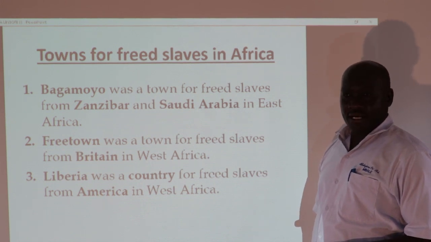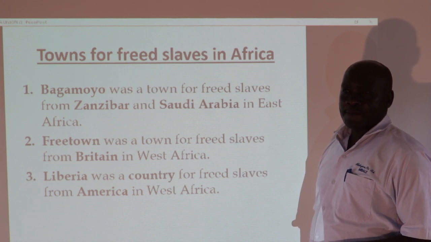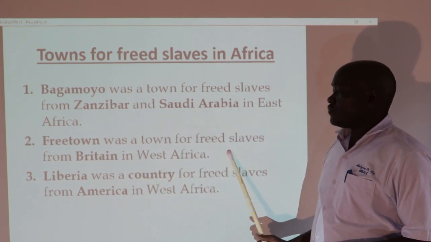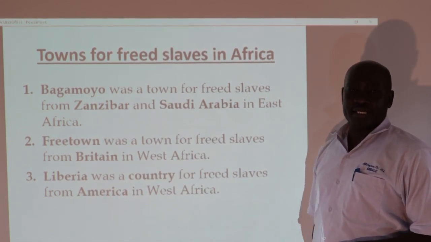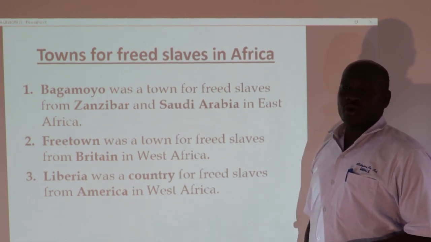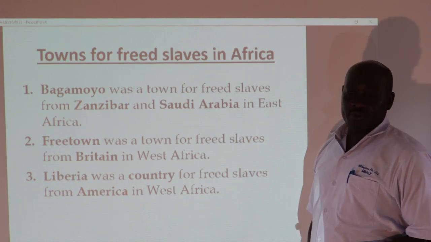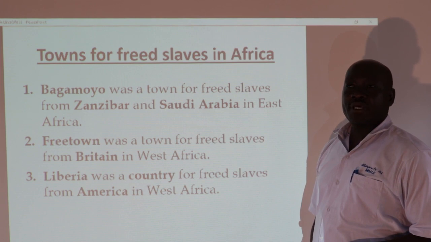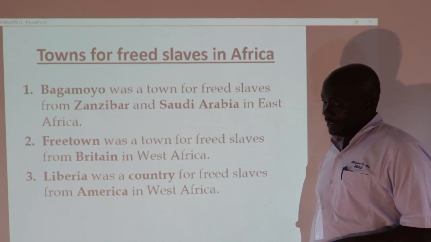Then in West Africa, there is a town known as Freetown. This was a town for freed slaves from Britain in West Africa. Those who were brought from Britain were not taken to their respective villages because they could not locate where they were arrested from. So the best was to make sure that all those from Britain were settled in Freetown in West Africa.